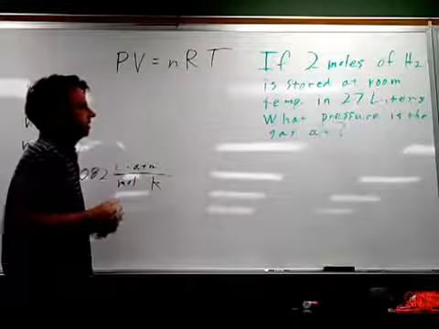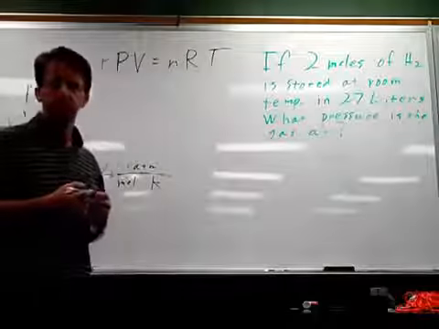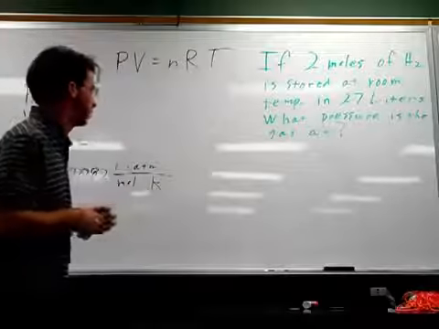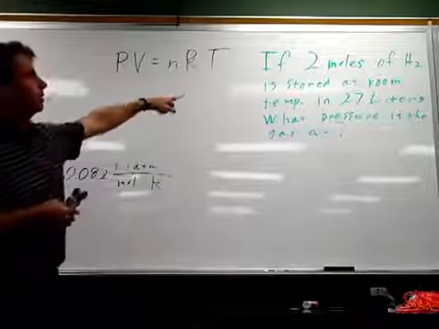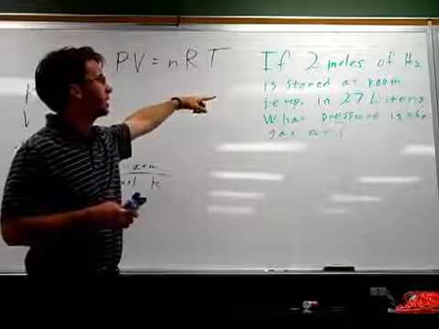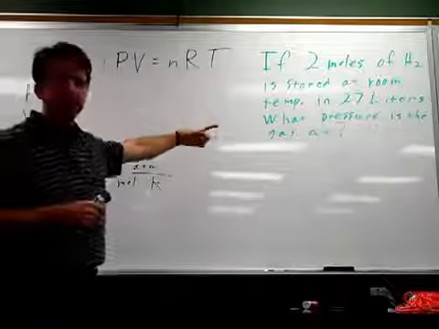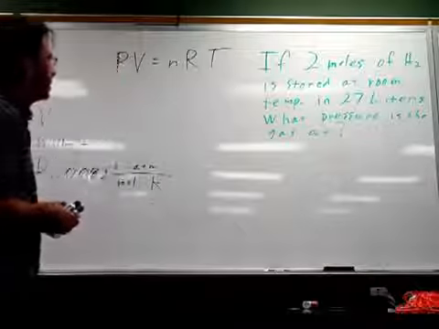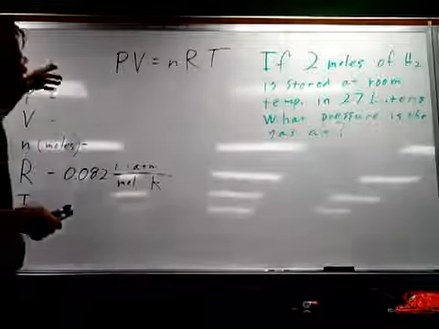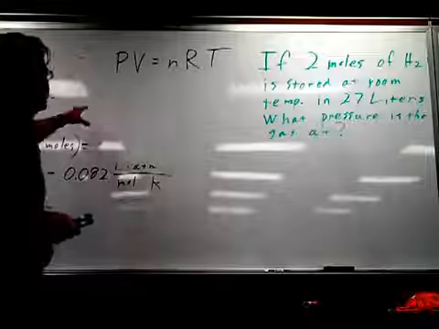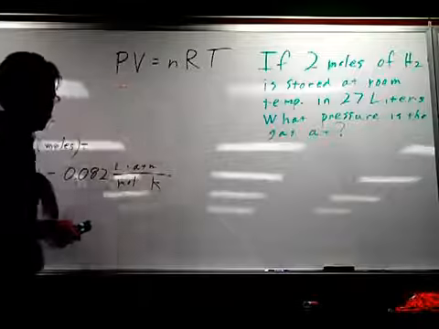So the ideal gas law incorporates all of the different variables that we've talked about for gases up to this point. For my example, I've got over here, if 2 moles of hydrogen is stored at room temperature in 27 liters, what pressure is the gas going to be at? So the best thing you can do for an ideal gas law problem when you start out is take all of the variables and write out what you already know.